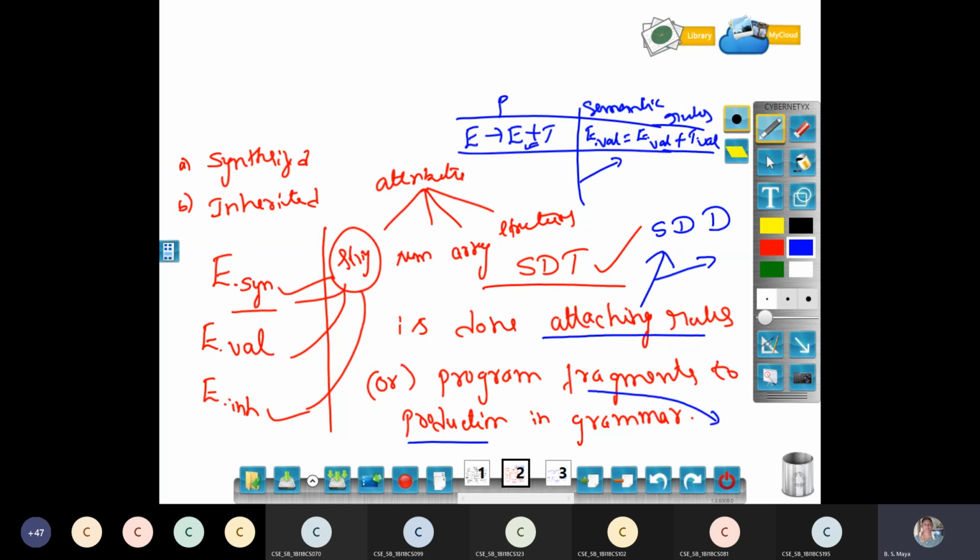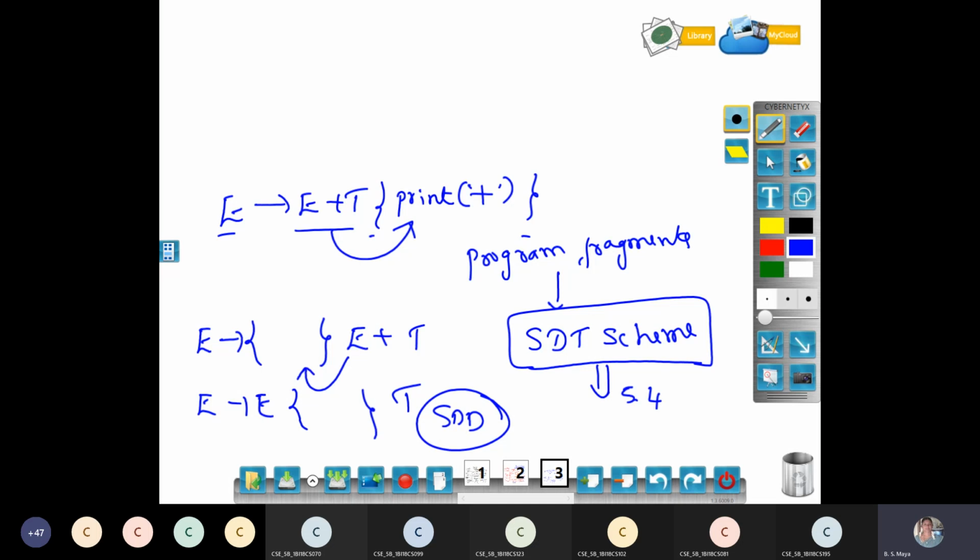The program fragments can be placed within the curly braces anywhere in the production's body, either in the beginning, in the middle, or after the production body. It is called a syntax directed translation scheme. Let me move on to the next one.